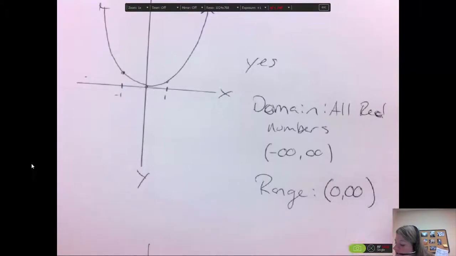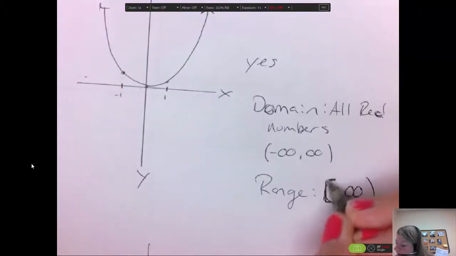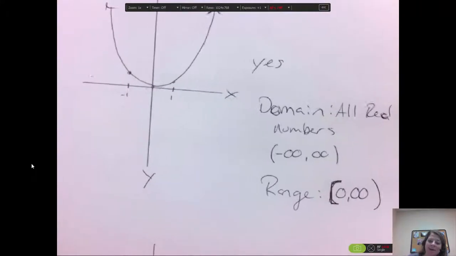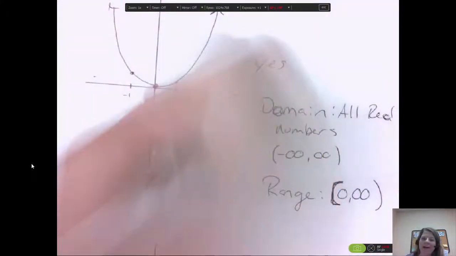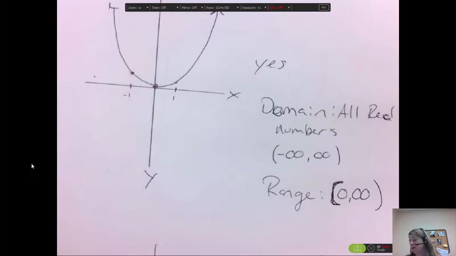And I actually just did this wrong. This should be a square bracket because you can be at 0, though it doesn't quite look like it on my graph, but I meant for it to be at 0. So the range was restricted on that one.